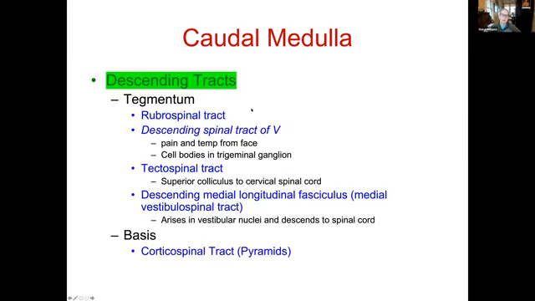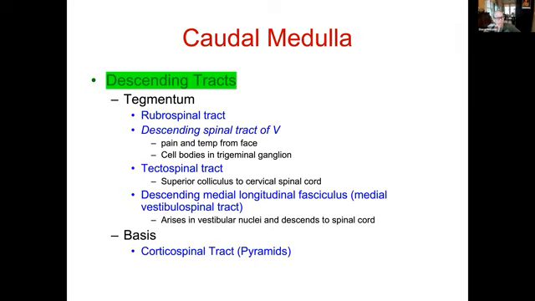Okay, now we're going to have some descending tracts. And again, mostly descending tracts are going to be motor tracts, but we're going to see one exception here as we move into the medulla. We have what's called a rubrospinal tract. Does anybody remember what that tract is? Doesn't it control like upper extremity flexion or something? Right. So remember that mainly innervates flexors of the upper limb.